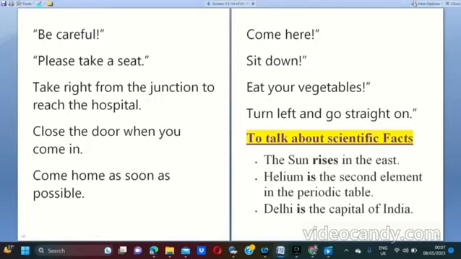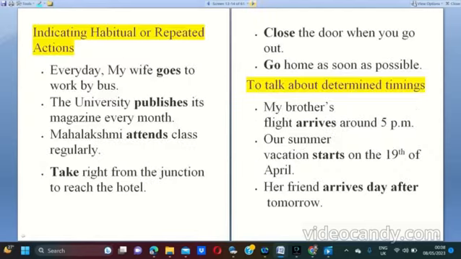Next, to talk about scientific facts. What are scientific facts? The sun rises in the east. Helium is the second element of the periodic table. All these are scientific facts. Simple present also indicates habitual and repeated actions. We discussed habitual and repeated actions a few minutes ago. Here, once again: every day, my wife goes to work by bus. It is a habitual action. The university publishes its magazine every month. It is also a repeated action. Mahalakshmi attends the class regularly. It is also a habitual action.